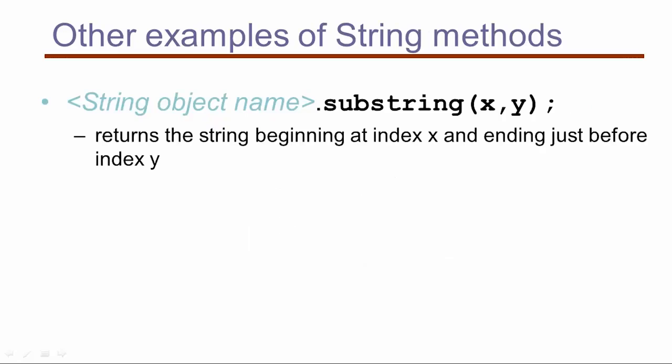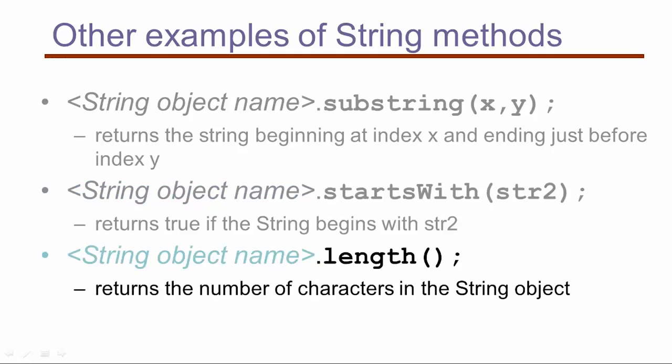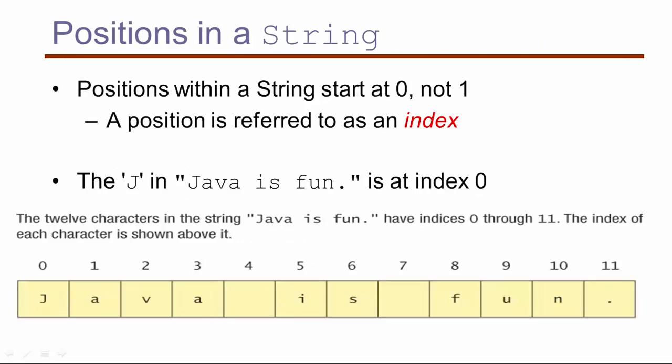Here are a few other examples of string methods. The substring method will return the substring that goes from index x up to but not including index y. The startsWith method takes a string as a parameter and will return true or false depending upon whether the string object starts with that parameter or not. And the length method, which we use quite often, will tell us how many characters are in the string. Before moving on, it is important to note that several methods depend upon an index which specifies a position in the string.